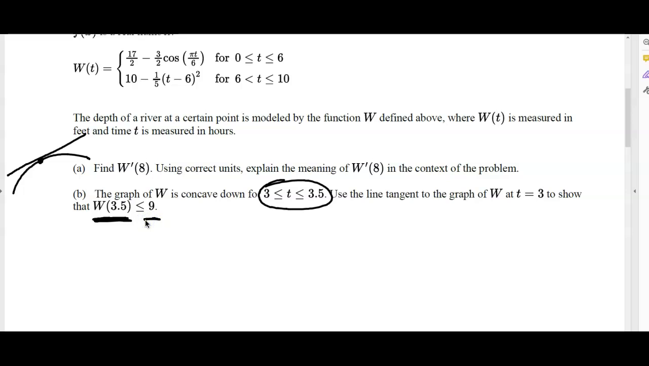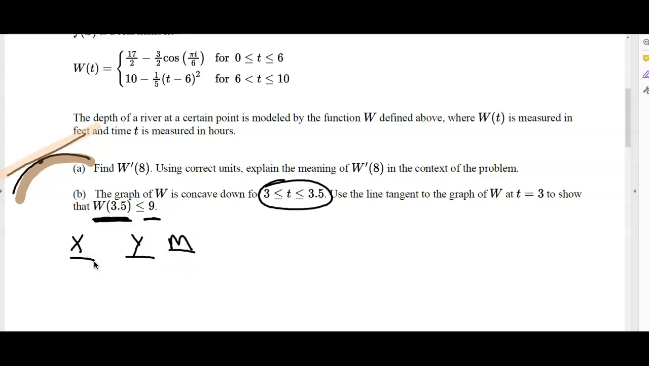So here's what I'm going to do. If I can prove that my tangent line is less than 9, then that means that the function has to be less than 9 because the function is underneath of the tangent line when it's concave down. So I'm going to say all that again. If I can prove that my tangent line is less than 9, then that means that the function has to be less than 9 because the tangent line is greater than the function. And I know that because it's concave down. So let's start by finding that tangent line, which, as you guys know, is x, y, and m.